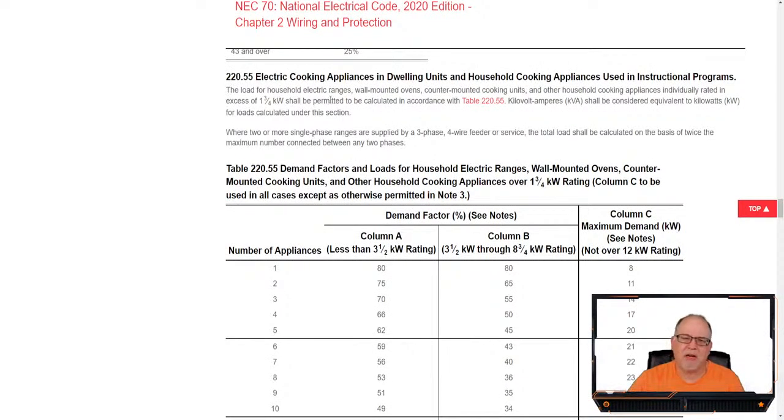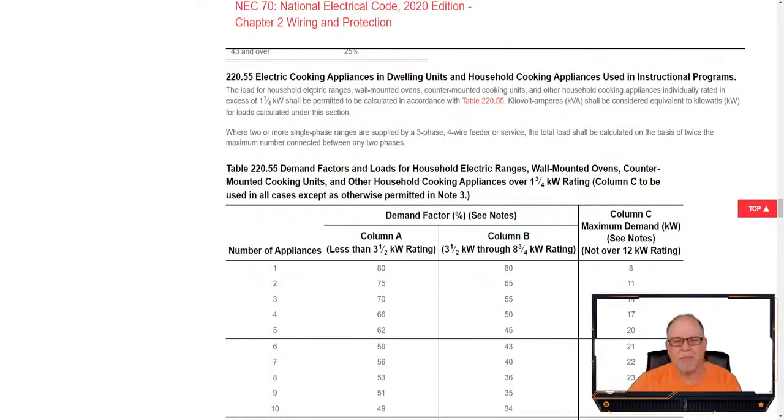The load for household electric ranges, wall-mounted ovens, counter-mounted cooking units, and other household cooking appliances individually rated in excess of 1 3/4 kW, meaning that any of them that are 1 3/4 or less, you still would add that load. Okay, and that was where we saw in 220.14(A), and you still have to account for that specific load, right? And typically it's going to be whatever the kW value is of that load. However, you're permitted when it is over 1 3/4 to apply the demands that are in Table 220.55. Okay, so remember that. But in our case, all of ours were over 1 3/4.